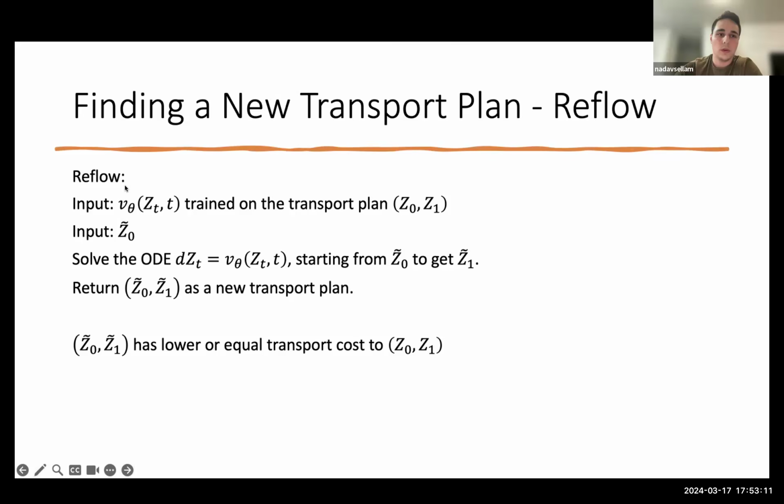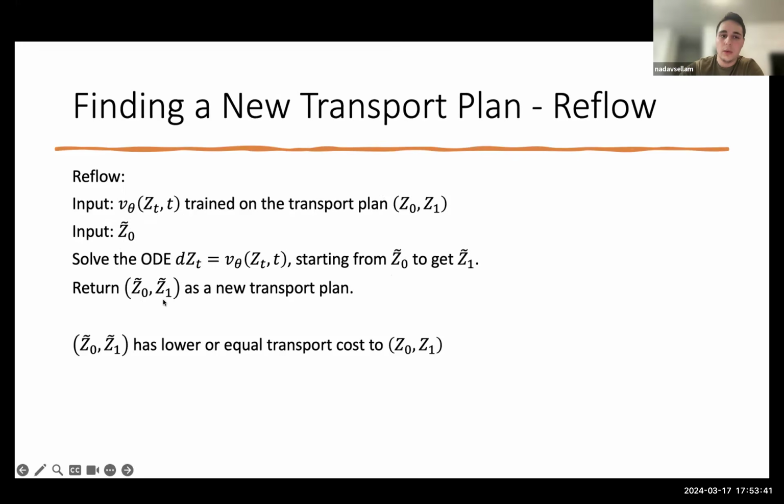So it gets as an input a vector field that's been trained on some transport plan. Let's denote it Z0 and Z1. And it would get also as an input Z0 tilde. Z0 tilde and Z0 share the same points. They are exactly the same up to a permutation. And then we would solve the ODE dZt equals the vector field, starting from Z0 tilde to get Z1 tilde, and we return Z0 tilde and Z1 tilde as a new transport plan.